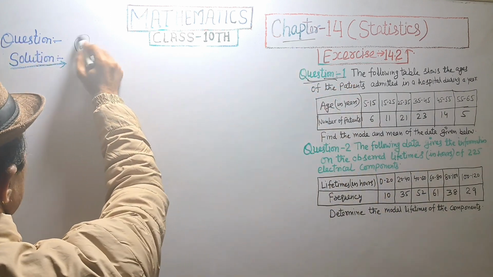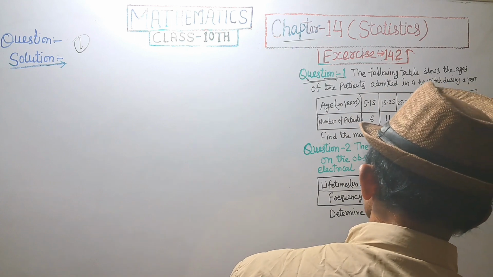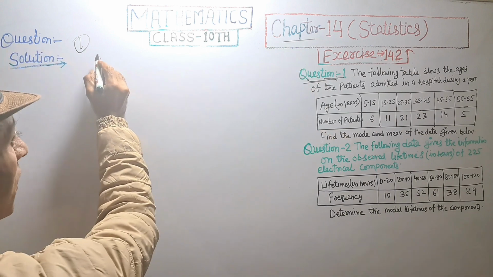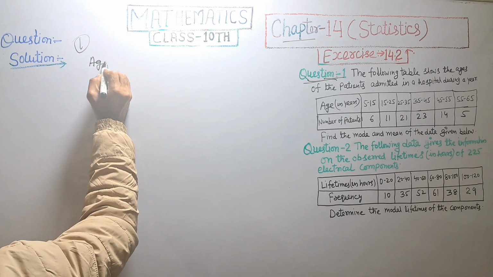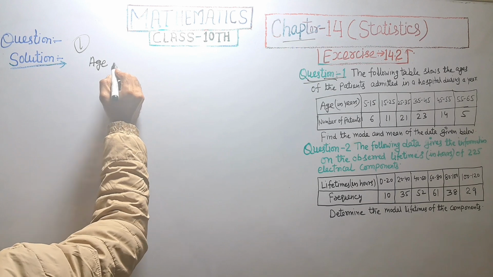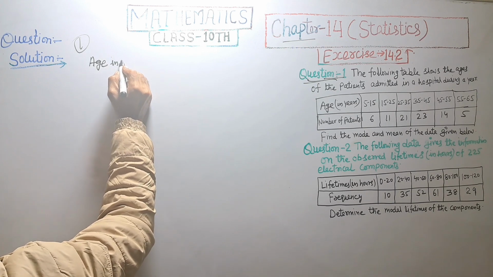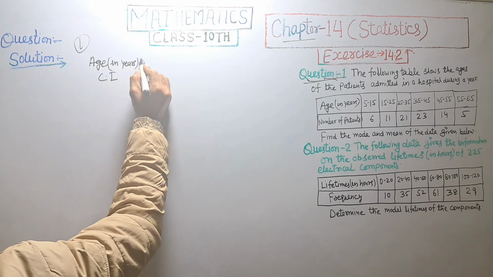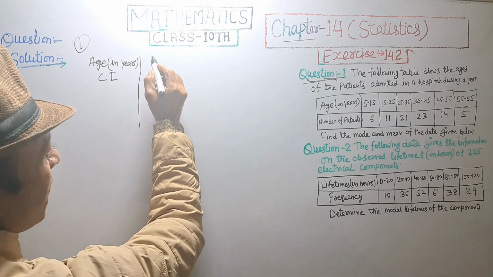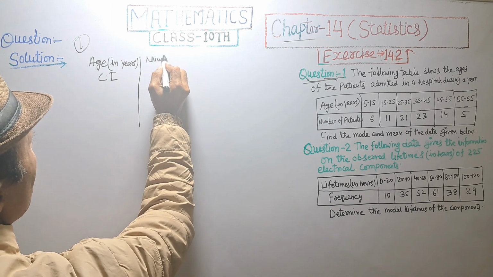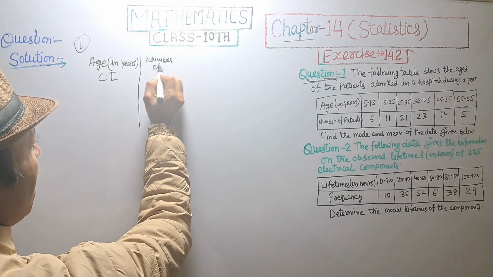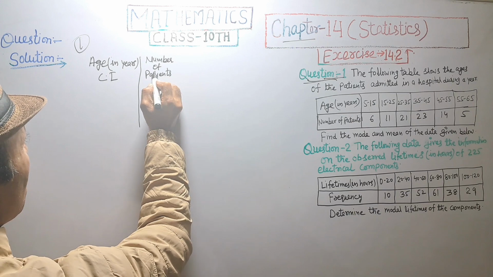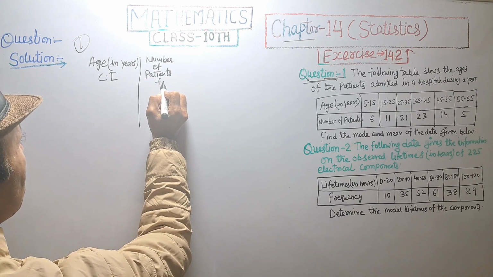Question number one. The following table shows the ages of the patients admitted in a hospital during a year. Age in years, that is class interval. Number of patients, that is frequency.